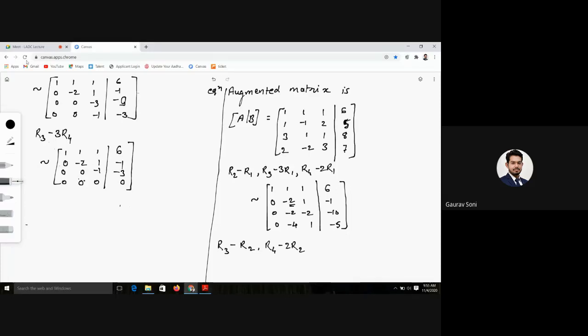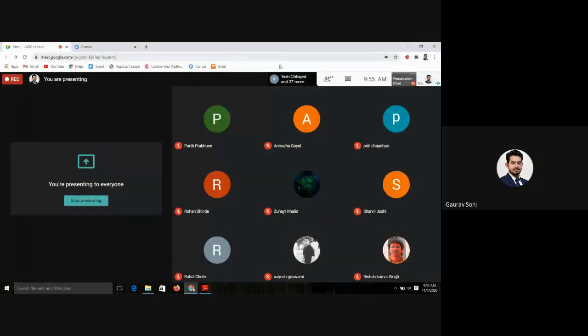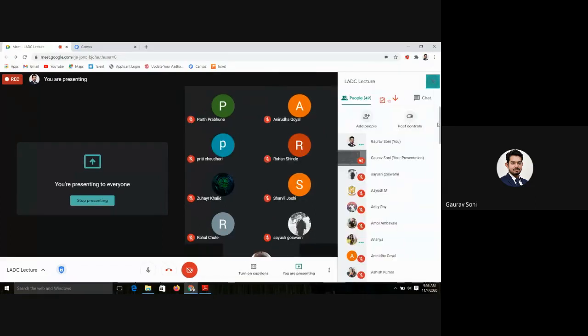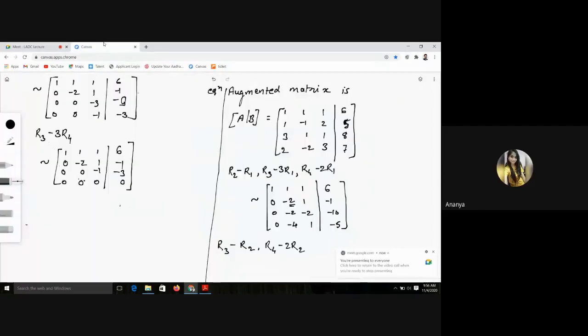So I hope this is echelon form. Now I want someone of you to tell me what is the rank of A. It's 3, sir. And the rank of the augmented matrix? It is also 3. So the rank of A, the left hand side part of the vertical line, is 3. And the rank of the augmented matrix, the complete matrix, is also 3. So rank of A is equal to rank of the augmented matrix, which is equal to 3.